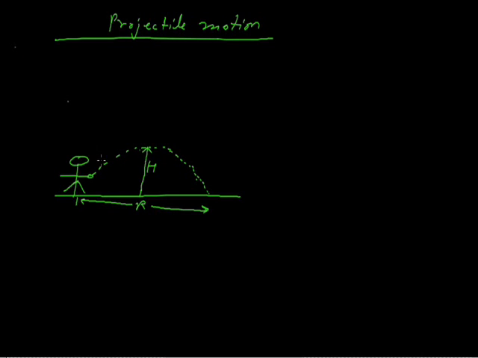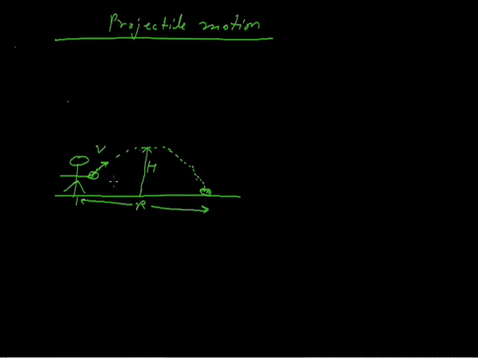Why is this so? Because the boy throws the ball with initial velocity in any direction, we can say in this direction, and the motion of this ball from this point to this point is freely under gravity.